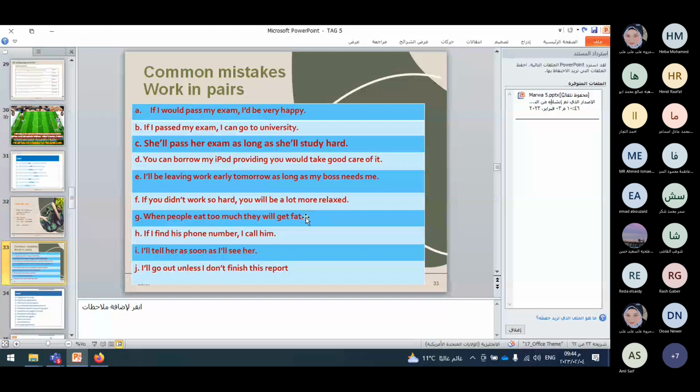So they get fat. And you have to know that in the zero conditional, mostly the connector "if" means "when", okay, and we use it instead of "if" in the zero conditional. When you boil water, it evaporates. When you put water into the refrigerator or the freezer, it turns into ice. Okay, "if" is the same as "when", because it's the zero conditional.